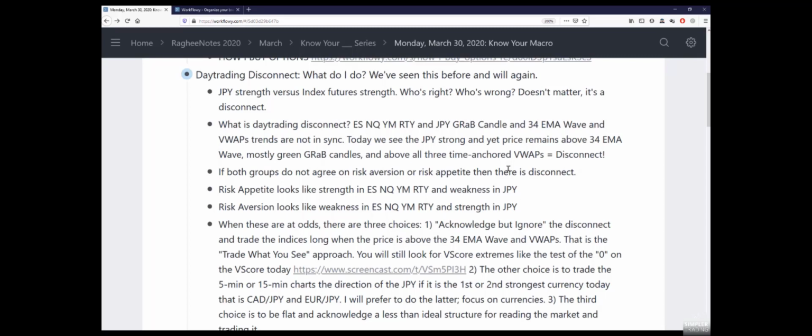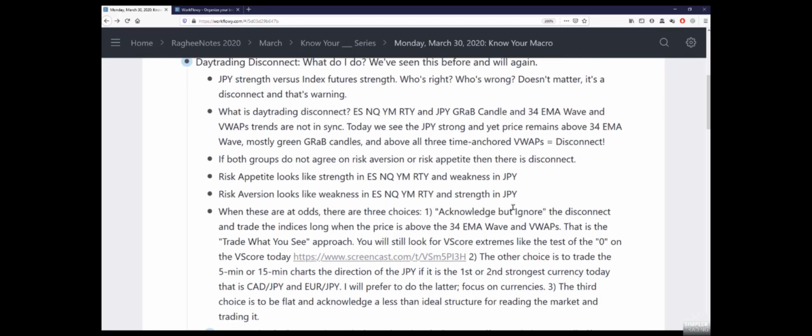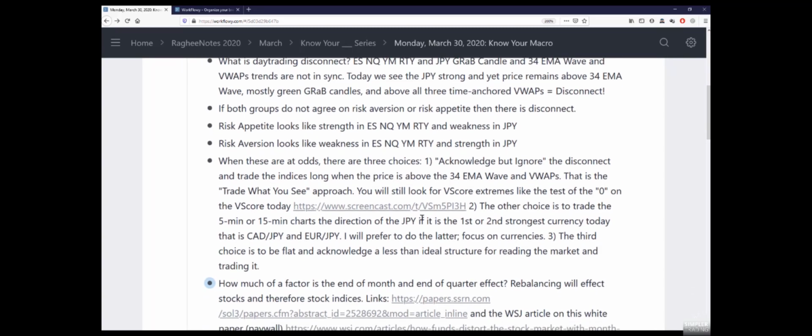The disconnect comes from this: the yen strength versus index futures strength. That's a disconnect because one should be weak, one should be strong. It's a negative or inverse correlated effect. All right. Who's right or who's wrong isn't really the issue. It doesn't matter, because if there's a disconnect, that's a warning. So that's something to keep in mind. And it should have you realize that risk taking in this environment, you don't have the usual advantage that you would have. So I talk about what the day trading disconnect is, and that's pretty easy to understand. And then what are the choices you have? Let's talk about that.